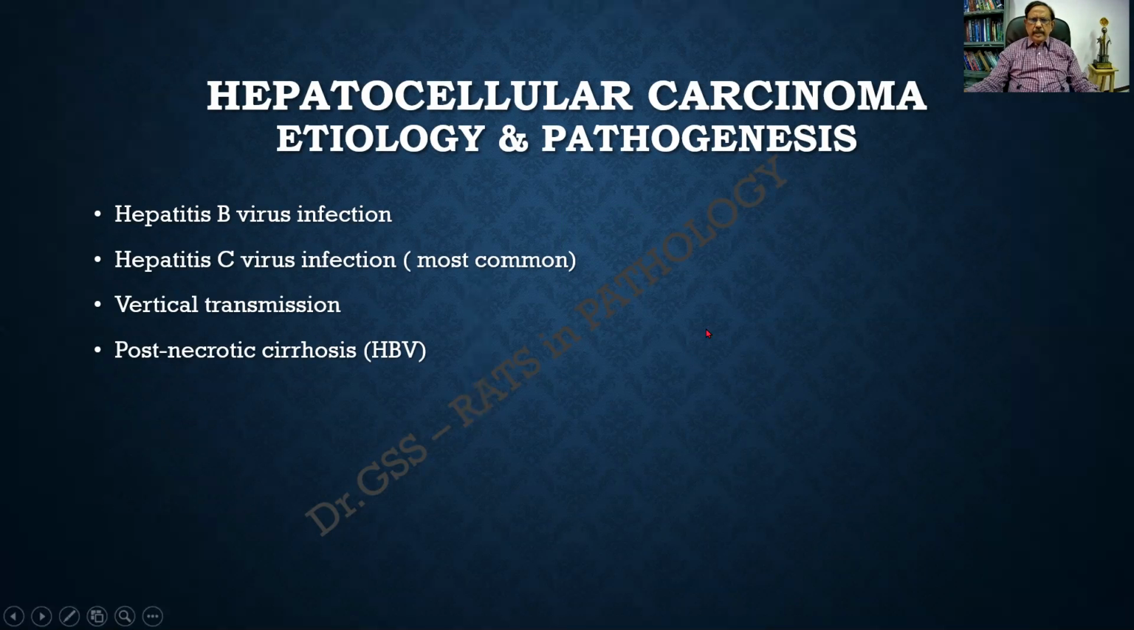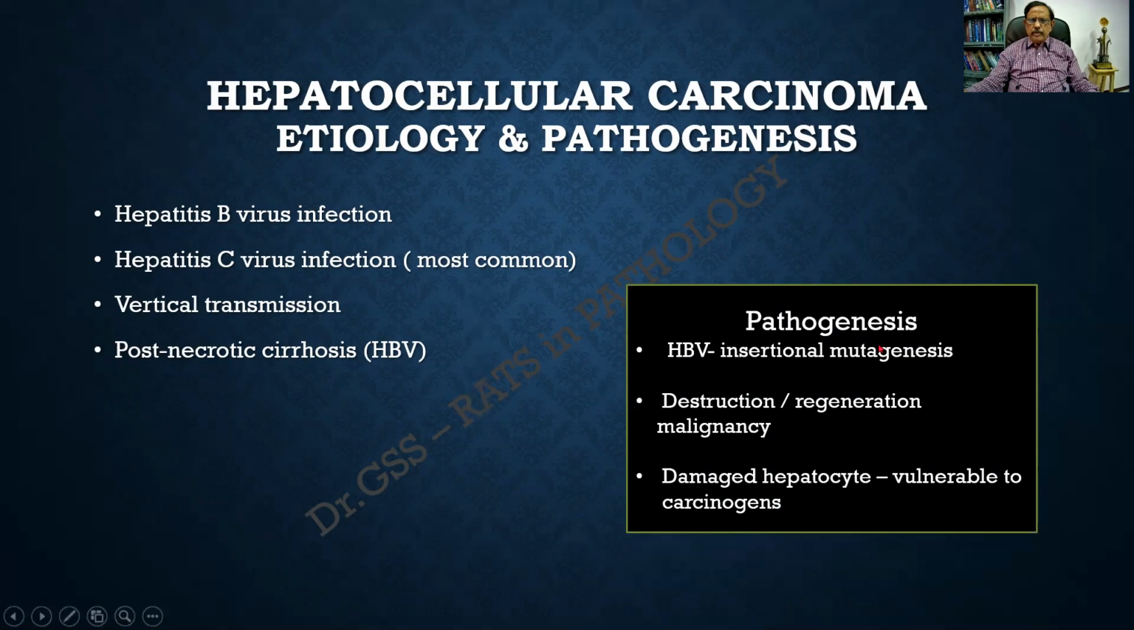Coming to the etiology of hepatocellular carcinoma, the first one. There are a number of causes. Hepatitis B virus infection until some time back was a major cause. But now hepatitis C virus has overtaken it. There is also a vertical transmission from the mother to the child. There is another condition called post-necrotic cirrhosis, which can pave way for hepatocellular carcinoma.